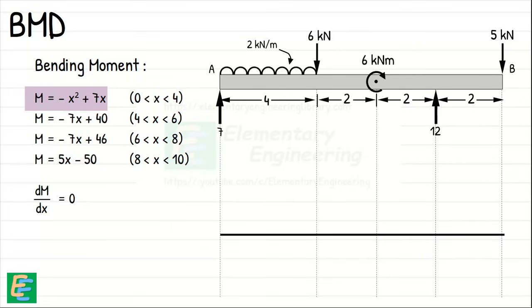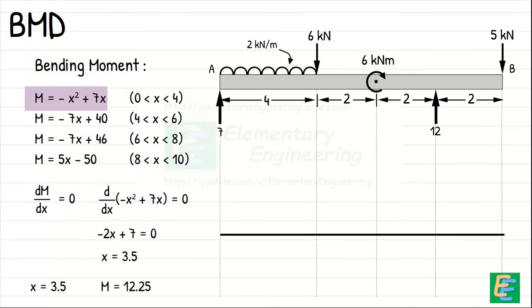So we differentiate the equation and equate it to 0. This gives us the point where the bending moment is maximum. This indicates the slope of the bending moment curve is 0 at x equal to 3.5 meters. Now we find the value of the bending moment at x equal to 3.5. Bending moment is 12.25. So we draw a downward opening parabola starting from 0 at x equal to 0, reaching a maximum of 12.25 kilonewton meter at x equal to 3.5 meters, and then dropping to 12 kilonewton meter at x equal to 4 meters.